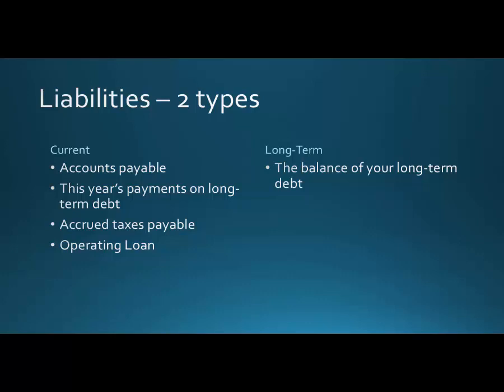Accrued taxes. So if you've done business and in the process you've made some money, you have to pay taxes on that money. That's going to be a current liability. Operating loans. It's very common for farmers to take out an operating loan at the beginning of the season to buy their fertilizer and their seed, their diesel fuel, and then at the end of the season have to pay that operating loan back. And so the whole bit of the operating loan, all of it, since you got to pay it all back this year, will pop into the current liability.